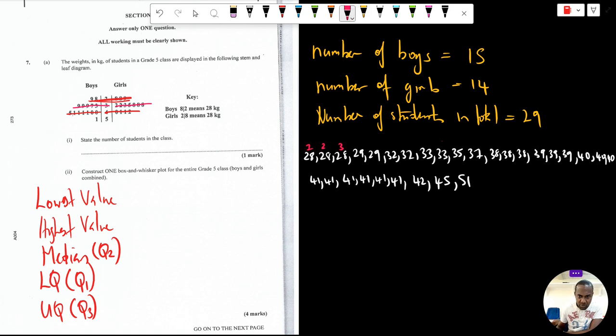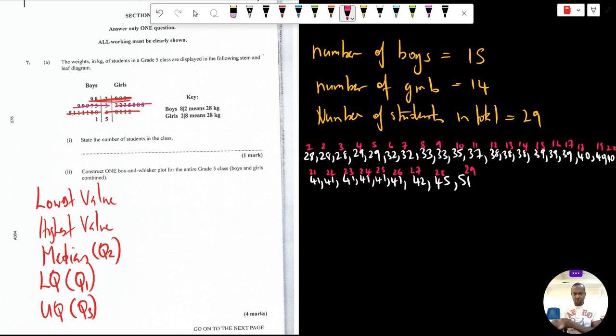So this is 1, 2, 3, 4, 5, 6, 7, 8, 9, 10, 11, 12, 13, 14, 15, 16, 17, 18, 19, 20, 21, 22, 23, 24, 25, 26, 27, 28, 29. Yes, so we have 29 weights. Good. So now that we've done that, let's now locate the median, right?